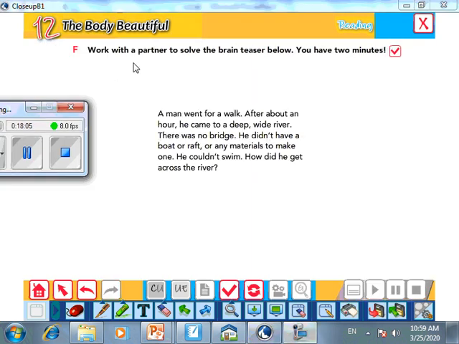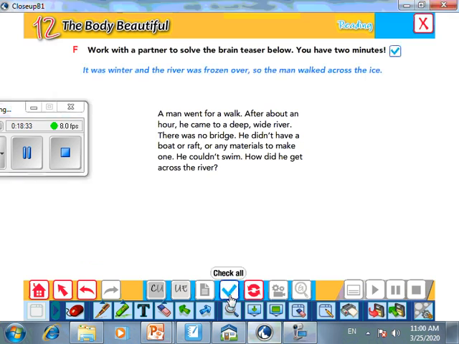Okay, so here work with your partner to solve the brain teaser below. You have 2 minutes. A man went for a walk. After about an hour, he came to a deep wide river. There was no bridge. He didn't have a boat or raft or any materials to make one. He couldn't swim. How did he get across the river? Yes, it was winter and the river was frozen over, so the man walked across the ice.